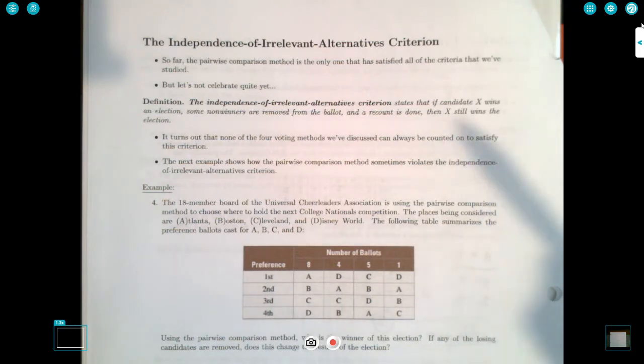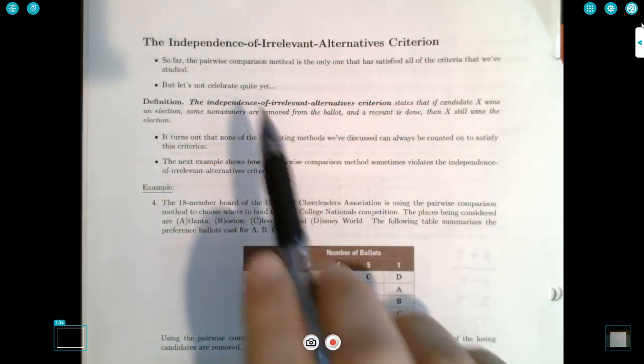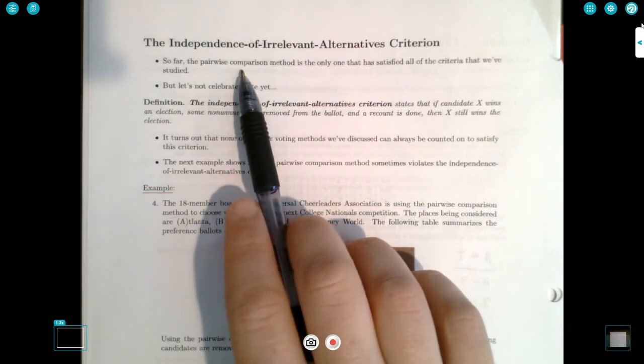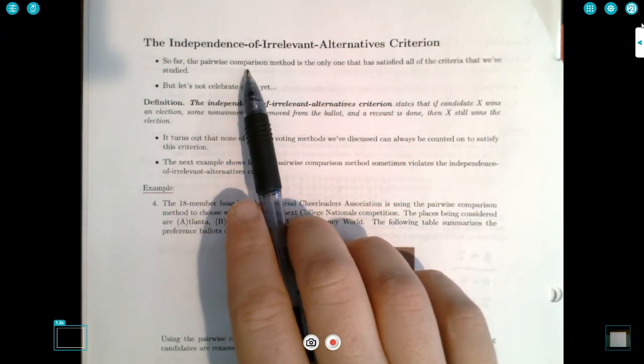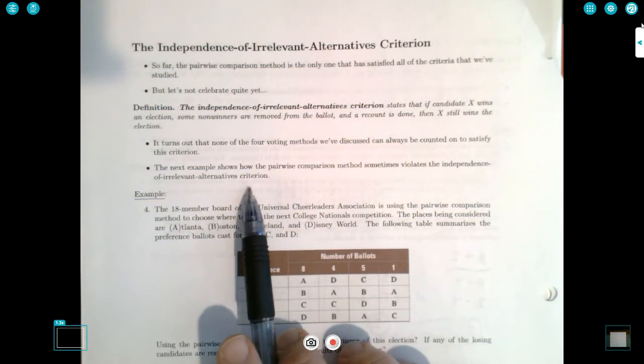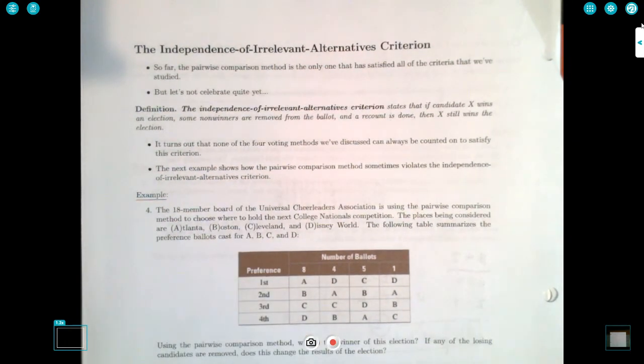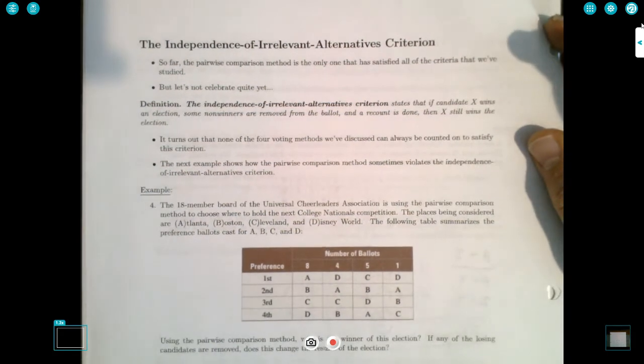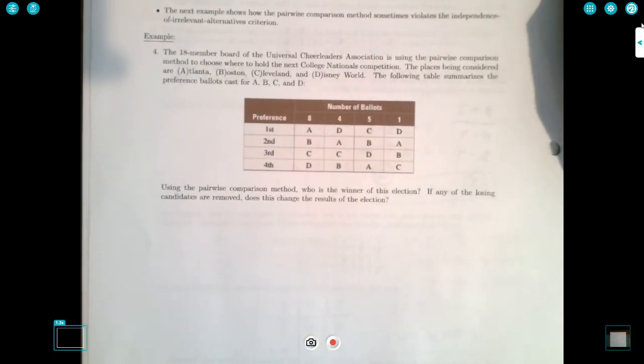Okay, and I'm going to specifically show you how, because the pairwise comparison passes the other 3 criteria, I'm going to specifically show you how the pairwise comparison method violates the independence of irrelevant alternatives criterion by taking a look at this example.